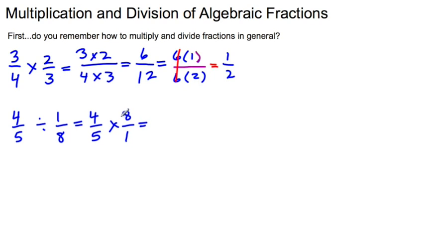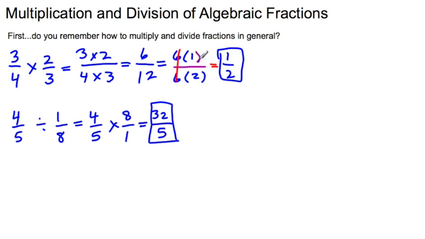Now I can follow the rules as before. 4 times 8 is 32, and 5 times 1 is 5. In this case, there's nothing to simplify because 5 does not go into 32, so I'm going to go ahead and leave this as an improper fraction of 32 over 5. Here are my two answers.